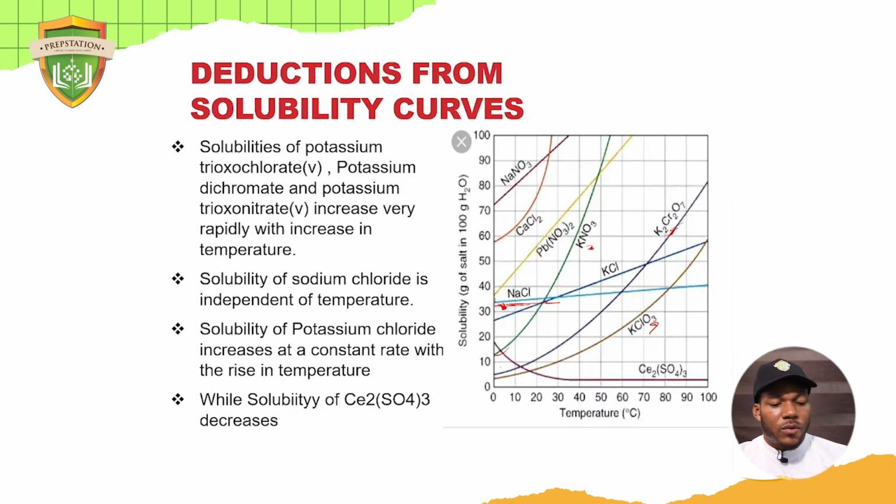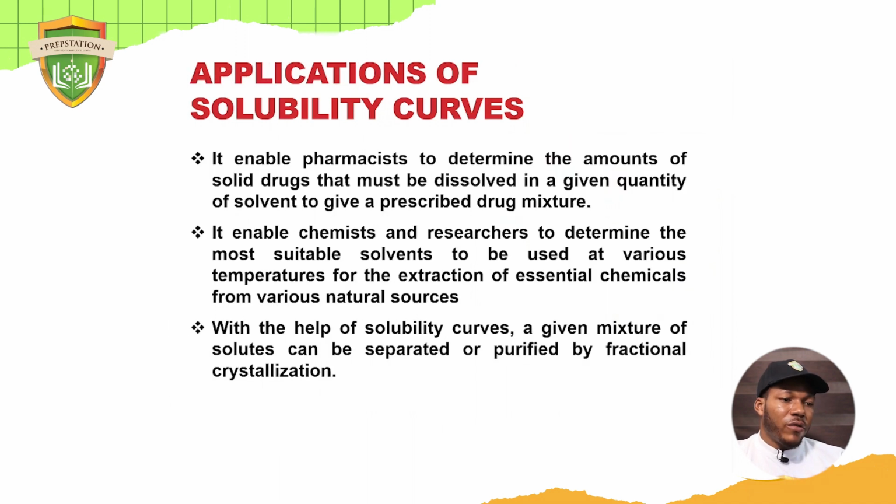Now, if you go down to the next one, you have what? Solubility of potassium chloride. Where is it? See potassium chloride here, in the curve from this point to this point. So what is the interpretation? This increases at a constant rate with a rise in what? In temperature. Very constant. That's why you have a straight line. Another one is sodium nitrate. Constant rate of increase. So take note of this. They will give you a diagram and ask you some questions concerning this curve. So you have to pay attention to the question and look at it very well before you pick your option.